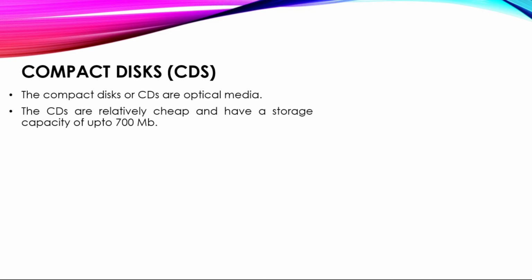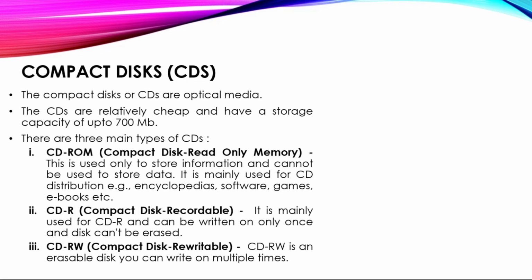Next is your compact disc, that is CDs. CDs are optical media. CDs are relatively cheap and have a storage capacity up to 700 MB. There are three types of CD, that is CD-ROM, CD-R and CD-RW. CD stands for compact disc, ROM is read-only memory. This is used only to store information and cannot be used to store new data. It is mainly used for CD distribution, for example encyclopedia, software, games and e-books.